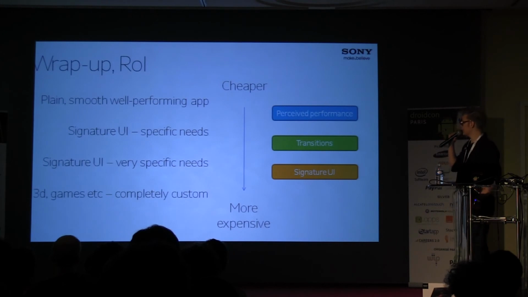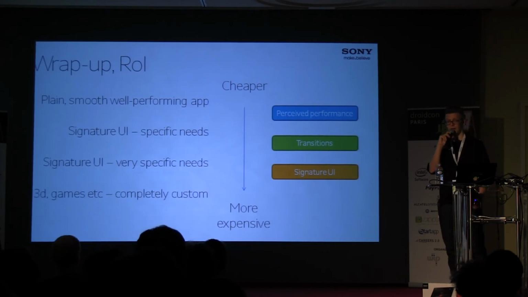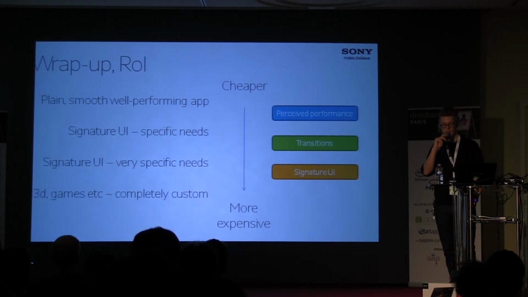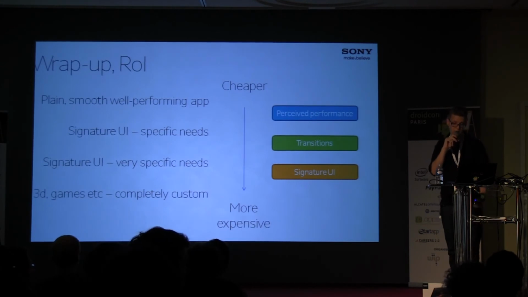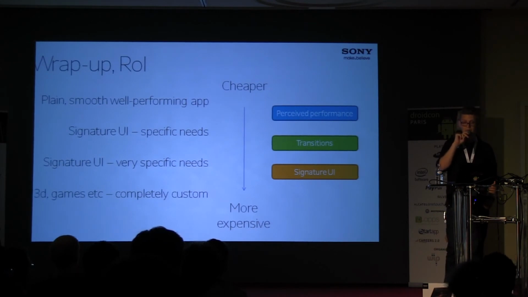It's definitely cheaper to think about perceived performance, and basically everyone should do that. That should be a hygiene factor for any app out there. You want a well-performing application. The transitions approach is, of course, slightly more expensive, and you may not always need that, although most apps should. And when it comes to signature UIs, not every app is going to need to have that, and it's also the most expensive approach of this. So you want to find your level. That's what it's all about, to make a conscious choice about what level you're at, and to be able to spend your time doing what actually gives you a return.